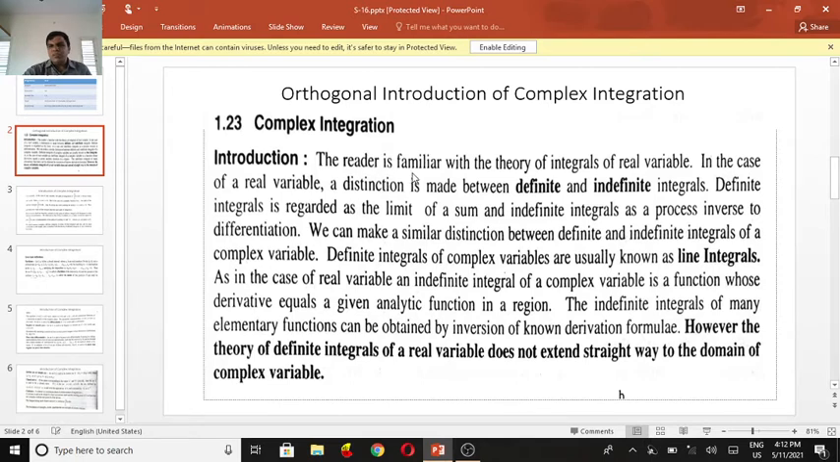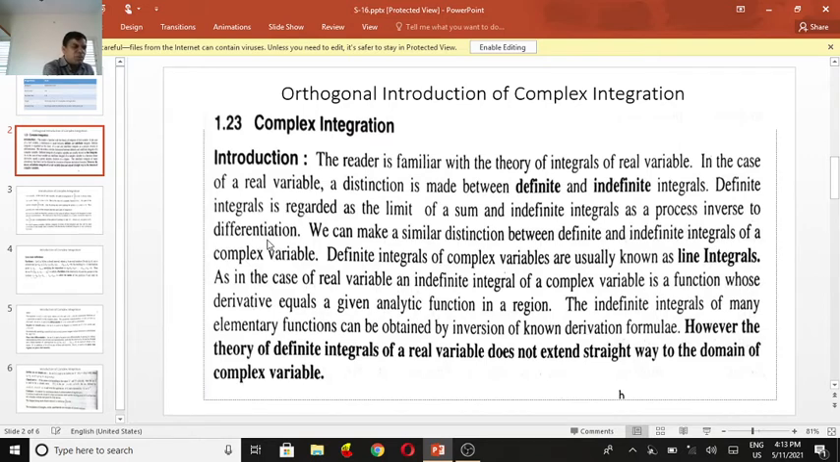The reader is familiar with the theory of the integral of a real variable. In the case of a real variable, the distinction is made between the definite and indefinite integrals. The definite integral is regarded as a limit of a sum, and the indefinite integral as the reverse process of differentiation. So you know the familiar: integration is the reverse process of differentiation.